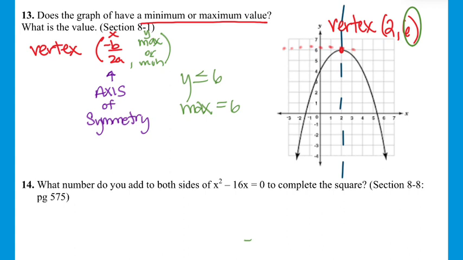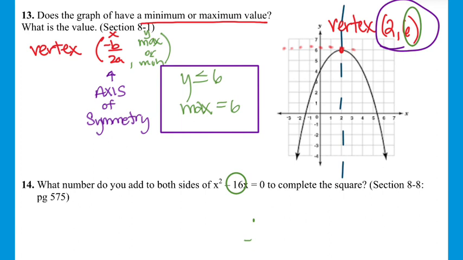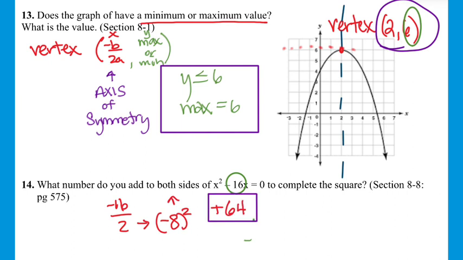14, we're looking at completing the square and what we add. Well, we take the b value, the one that's multiplied just by x, not x squared, and it's not alone, and we cut it in half, and we square it, and we add it to both sides.